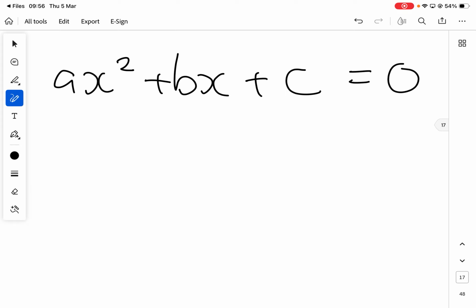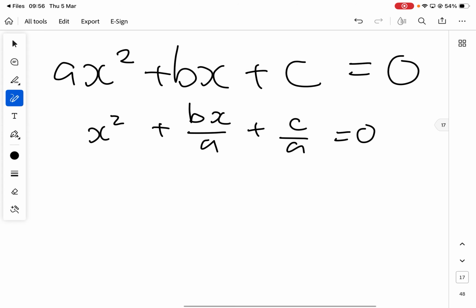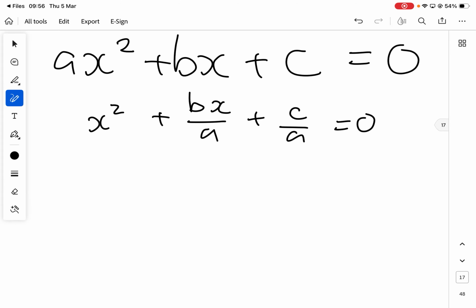Because ax squared divided by a, I will have 1x squared. bx divided by a, I will have bx over a. Then my c will also be divided by a. Now I can use completing the square already. I have x squared, I have a number of x, I have a number. I can complete the square.